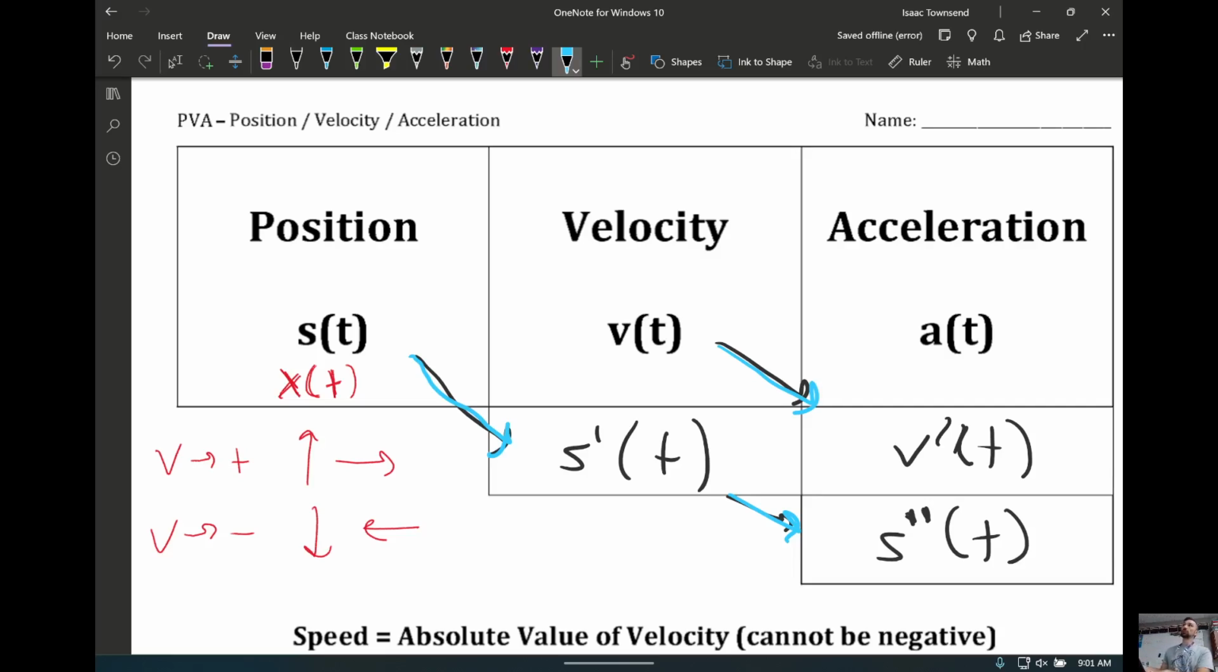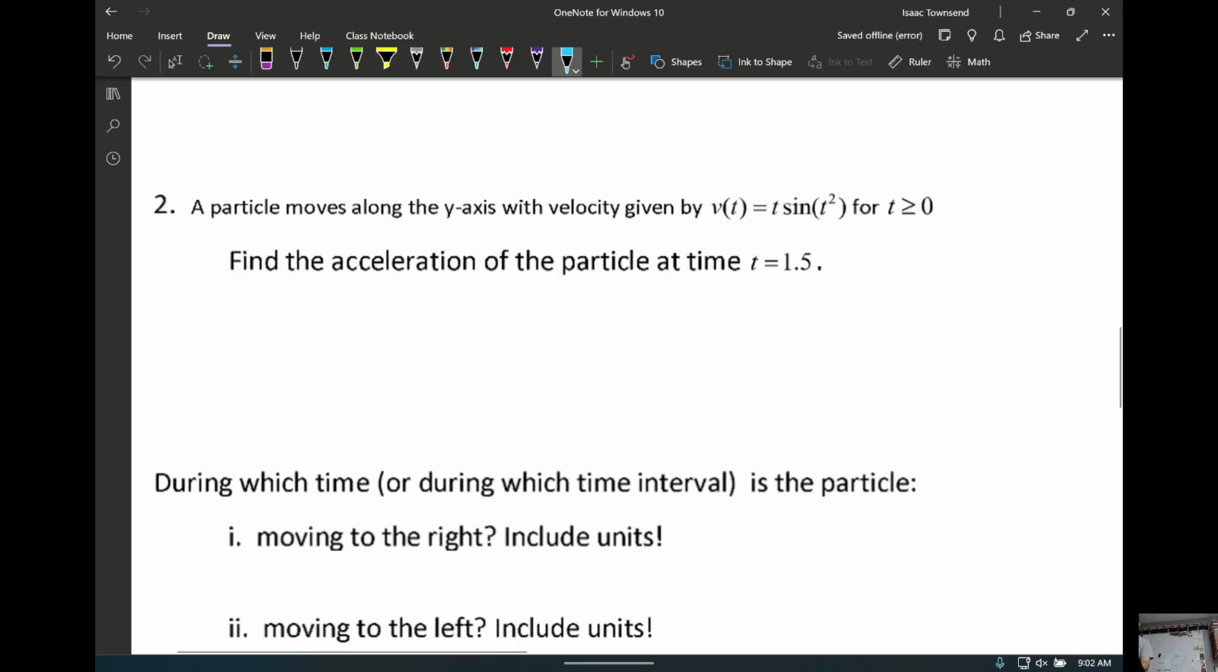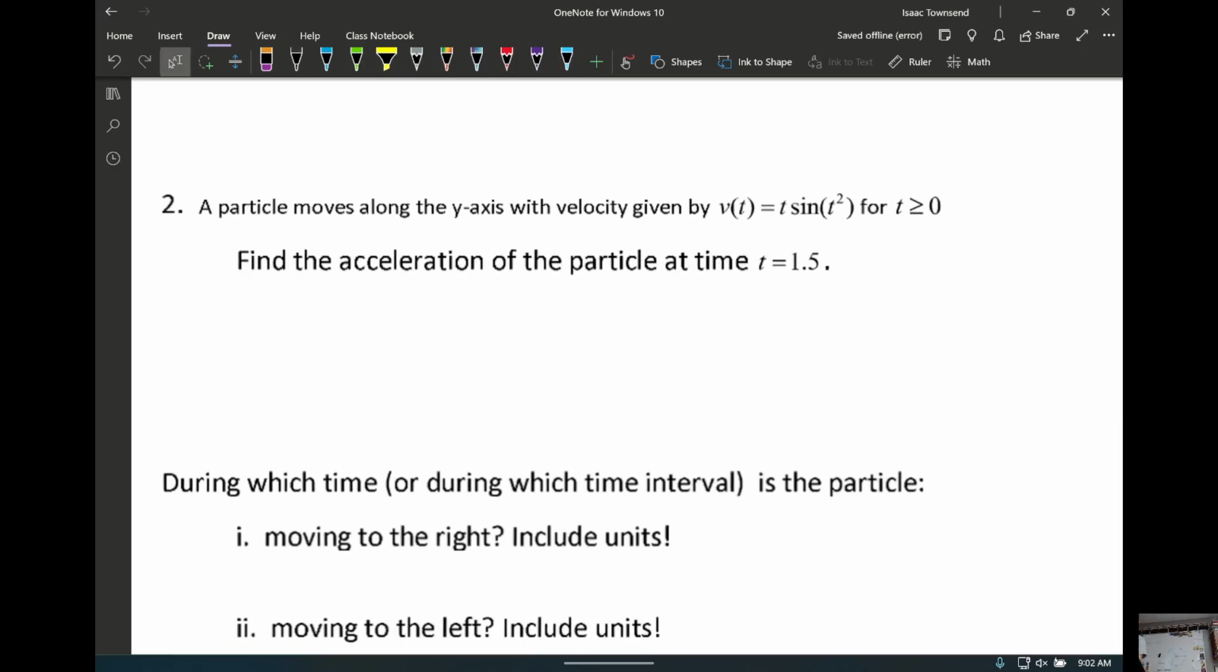I know it's very intuitive for some of you. Those of you that are in physics or had physics, it's pretty intuitive. But it's maybe not for the rest of you.